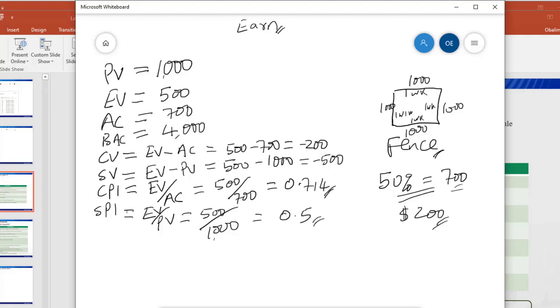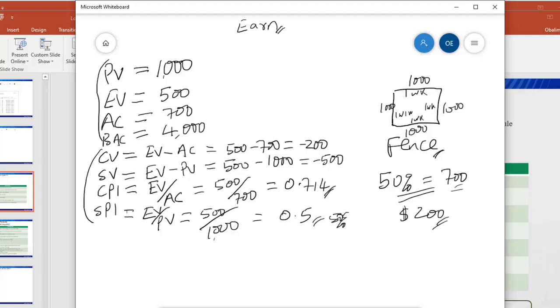So what that simply means is our progress rate is we're moving at 50% of the originally planned progress rate. And that's the interpretation of this figure that we have just gotten. So remember, we have our data here, which is our planned value up until budget at completion. We have interpreted the data using the cost variance, schedule variance, the cost performance index, and schedule performance index.